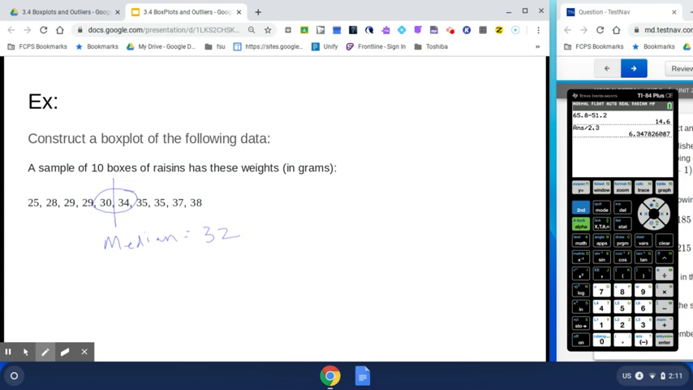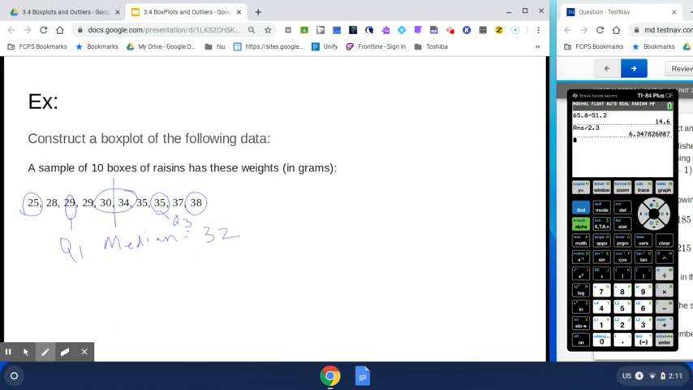If you remember, the median cuts the data in half, so we find the median of each half to find the quartiles. So the number in the exact center of the lower half, there are 5 numbers there, so in the exact center is 29. So that is Q1. And in the exact center of the upper half is the 35. So that is Q3. The min and the max are 25 and 38 for this data set.